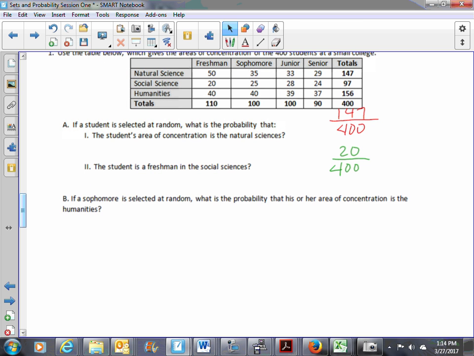If a sophomore is selected at random, what is the probability that his or her area of concentration is the humanities? Our denominator is going to be sophomores, and there's 100 of those. The area of concentration being the humanities is the intersection of sophomore and humanities, which is 40. So we get 4/10 or 2/5.